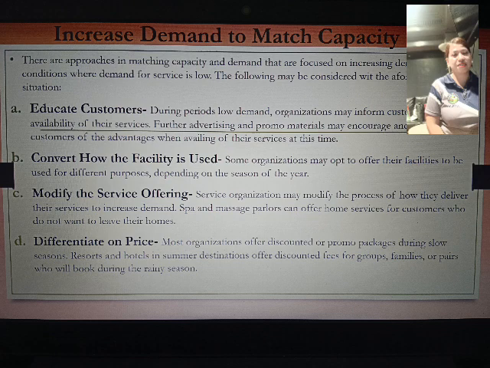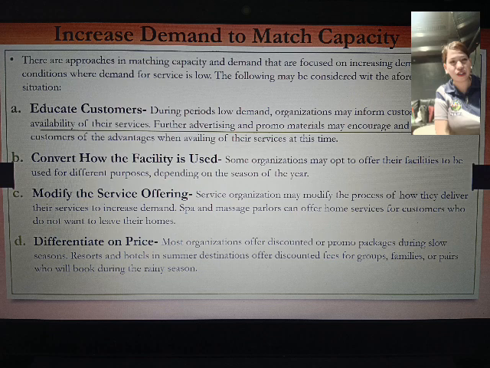Next is convert how the facility is used. Some organizations may opt to offer their facilities to be used for different purposes depending on the season of the year.